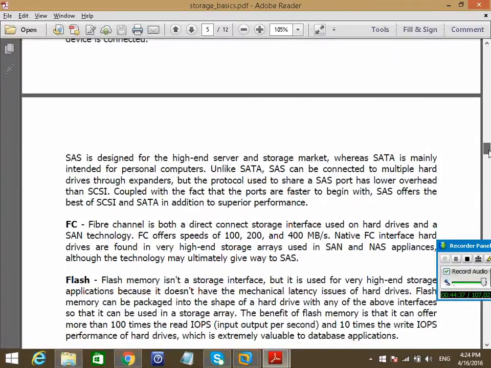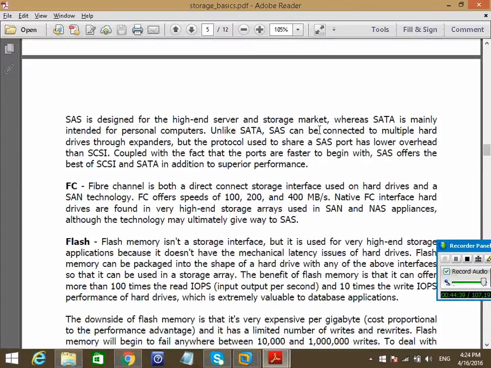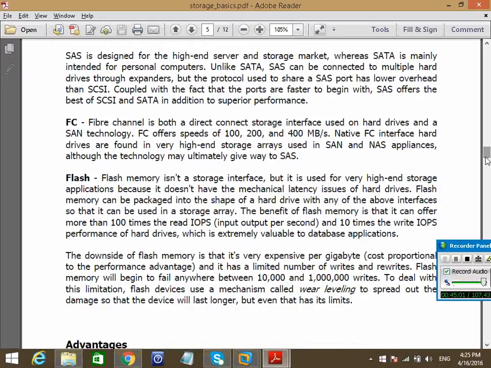SAS is designed for high-end server and storage markets, whereas SATA is mainly intended for personal computers. Unlike SATA, SAS can be connected to multiple hard drives through expanders. So that is the SAS hard drive.